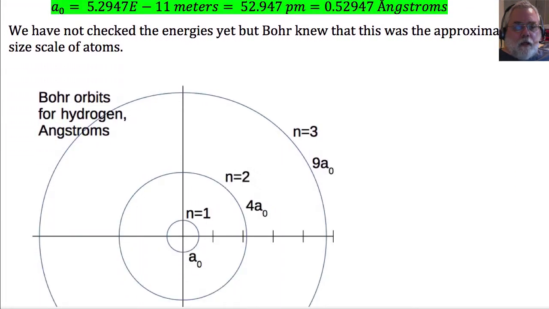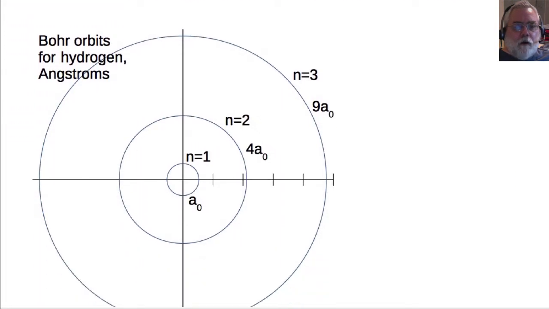Now I'm showing a diagram of the Bohr orbits for hydrogen, showing the n equals 1, n equals 2, and n equals 3 orbits, which have radius A0, 4A0, and 9A0.